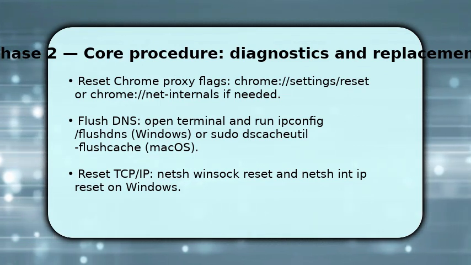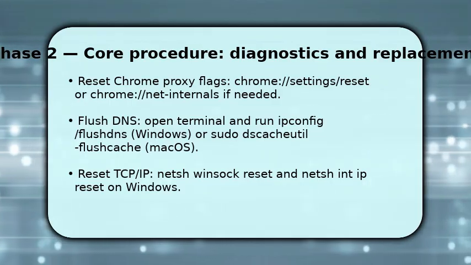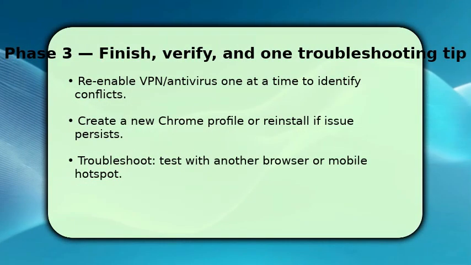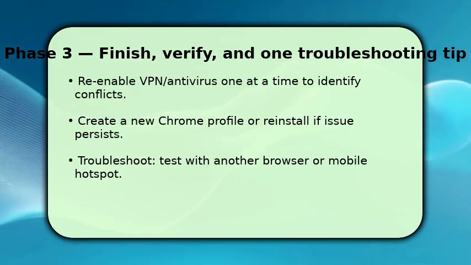Finish by systematically restoring services. Re-enable your VPN and antivirus one at a time while testing Chrome. This helps pinpoint the culprit. If the error remains, create a fresh Chrome profile or reinstall Chrome to remove corrupt user settings.